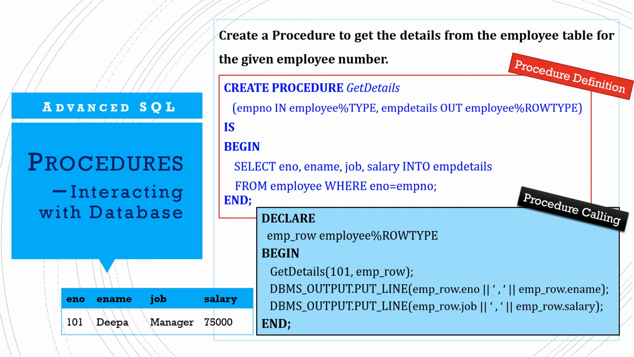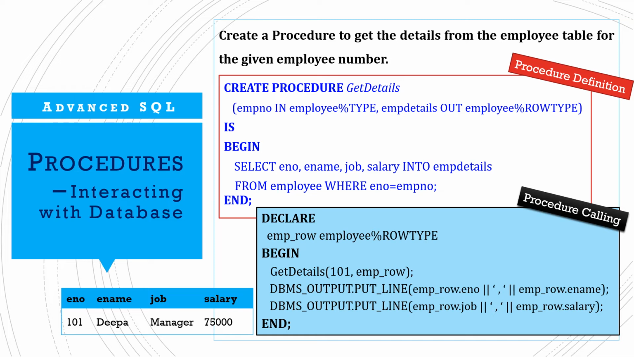So the type of the employee number is percentage type. That means it is the data type of a variable. Then the emp details, that is in the out mode, which is having the same data type as the row type in that particular table. The table name is employee.